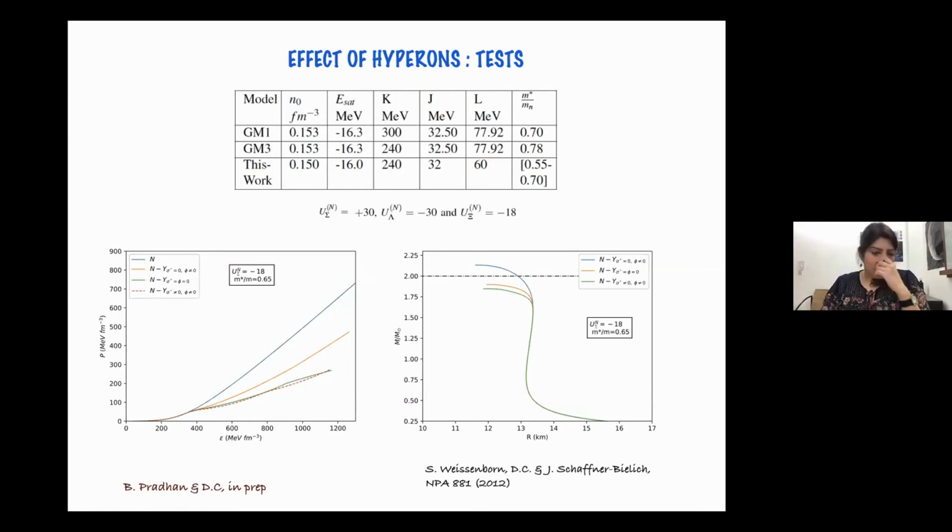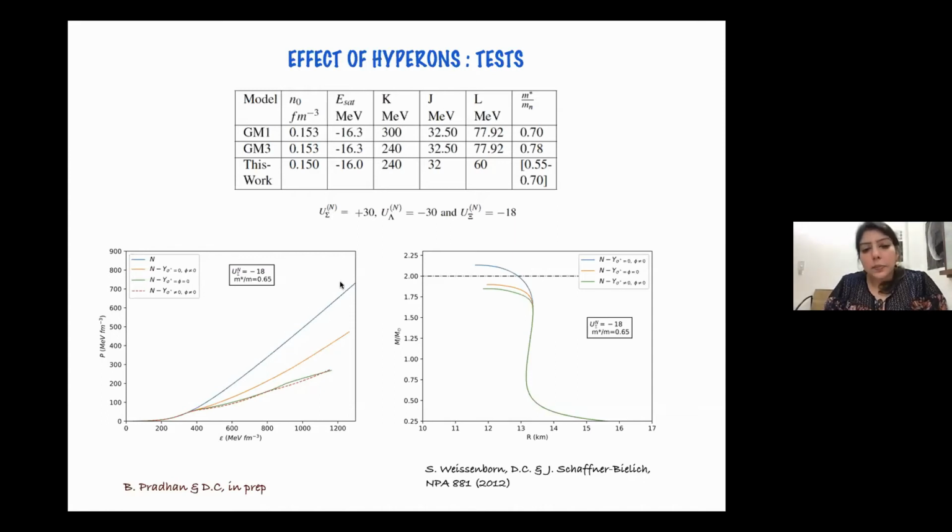The other thing that we already knew from our previous study in this Weissenborn paper, which actually did a systematic study of all the uncertainties related to the appearance of hyperons in neutron stars, is that, for example, if you see this equation of state plot on the left, the appearance of hyperons for sure leads to softening of the equation of state.